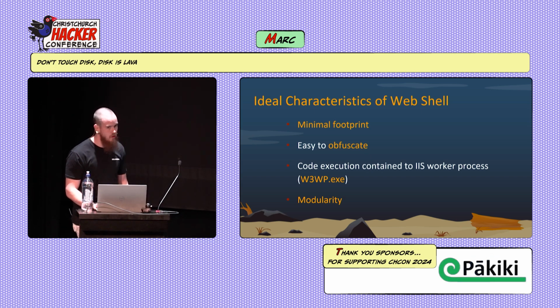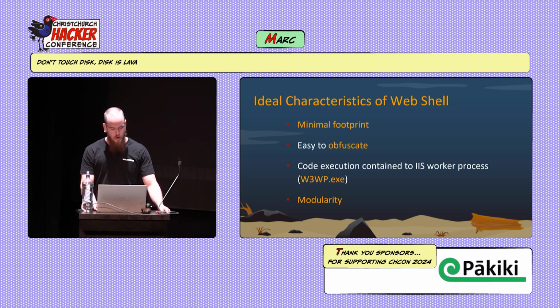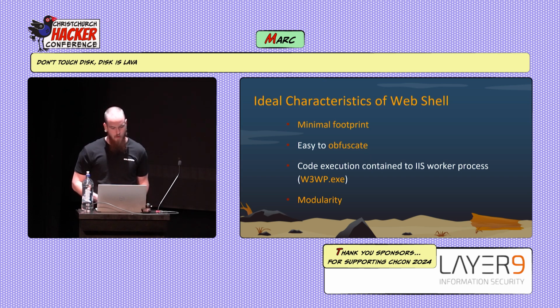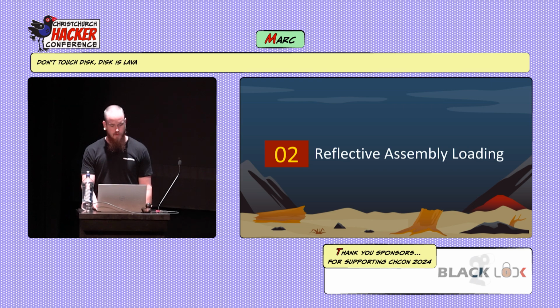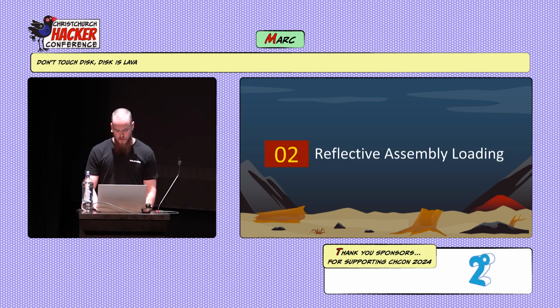Additionally, we want the code to be contained to the IIS worker process. So we want it all running in memory, and we don't want it spawning additional processes. And then finally, we want it to be modular. Again, we want a fully fleshed out web shell, we just don't want to expose that on disk. We want the ability to load additional capability in as required. So this is where reflective assembly loading in web shells comes into play.